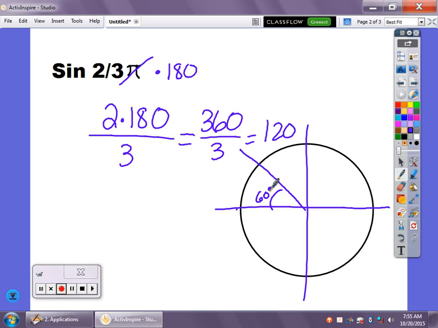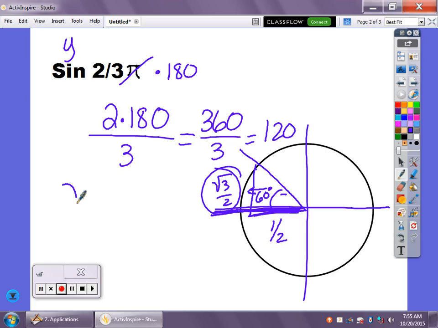Now, if you notice in all the examples, I am moving from the x-axis. How much space is it between my ray and the x-axis? Never the y-axis. We're taking the x-axis. So I have a 30, 60, 90. 60 is the important angle. It is across from the longest side, which is the square root of 3 over 2, and the short side would be 1/2. Okay, so in this case they want sine. Remember, sine is my y. So the y value in this case is the square root of 3 over 2. And I am done.